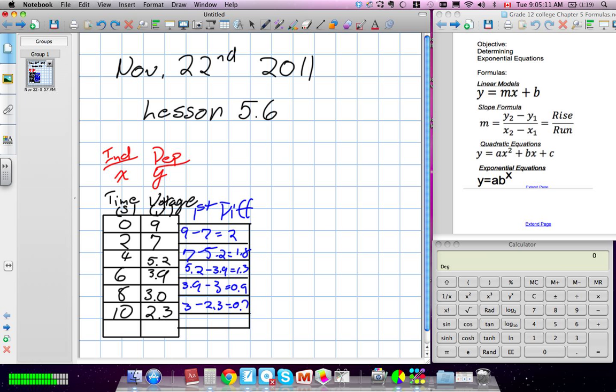If you look at our first differences, they constantly decrease, and they're not nearly close enough to being the same number. So we know this is not a linear regression. Our first differences are not the same. In order to set up our second differences, we'll be subtracting our first differences from each other.